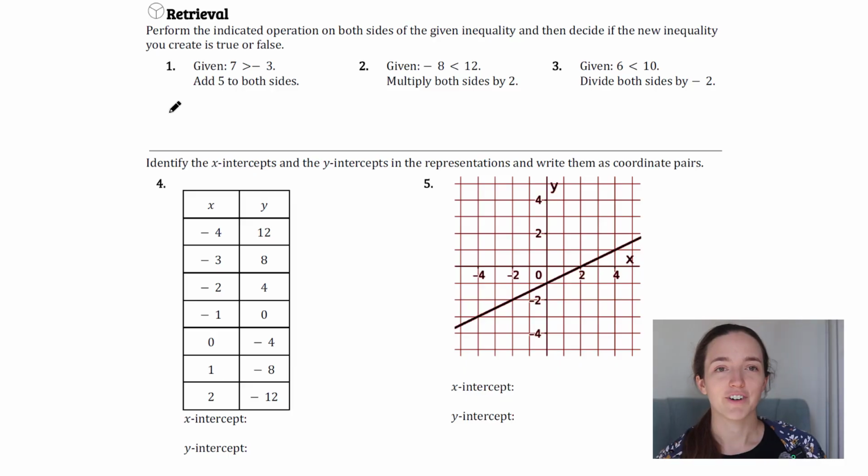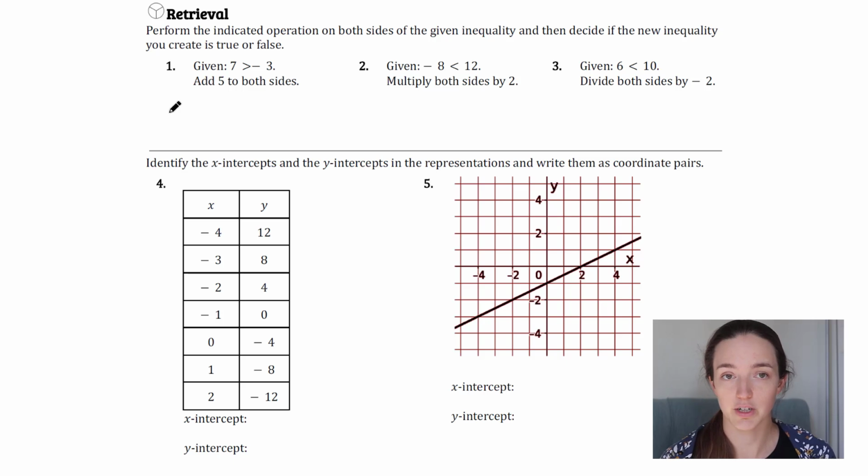This is the Unit 4 Lesson 3 retrieval. In our packet, it is on page 21. All right, first thing we have to do is perform the indicated operation on both sides of the given inequality and then decide if the new inequality you create is true or false. Okay, so this first one, 7 greater than -3, that starts out as true.